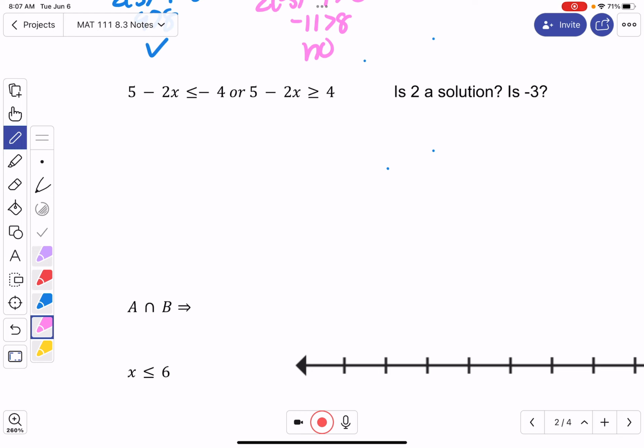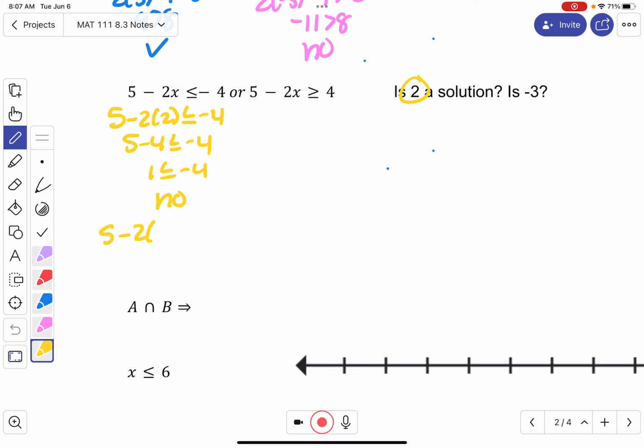Now let's look at the next one. We're going to test 2. Is 2 a solution? 5 minus 2 times 2. Well, 2 times 2 is 4. 5 minus 4 is 1. 1 is not less than or equal to -4, but it's an "or," so I have to check the other one too. 5 minus 2 times 2, 5 minus 4, 1 is not greater than or equal to 4, so it doesn't work in either, so 2 is not a solution.